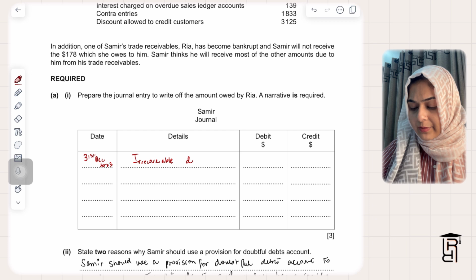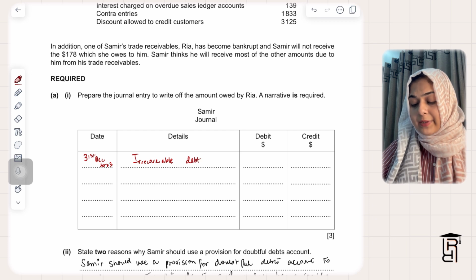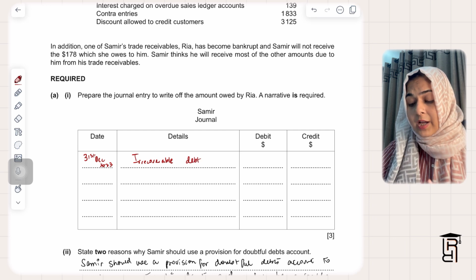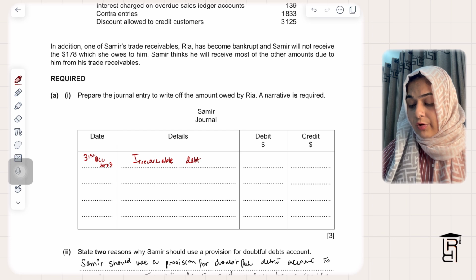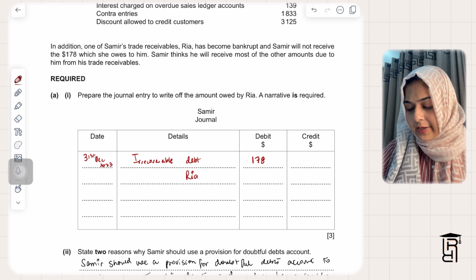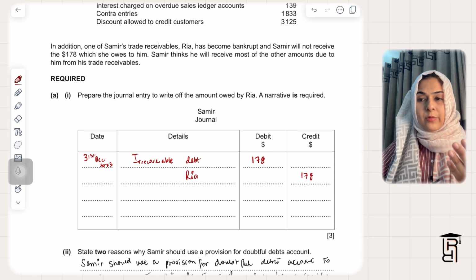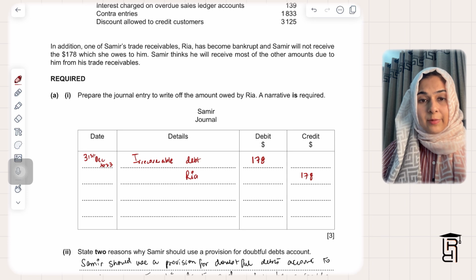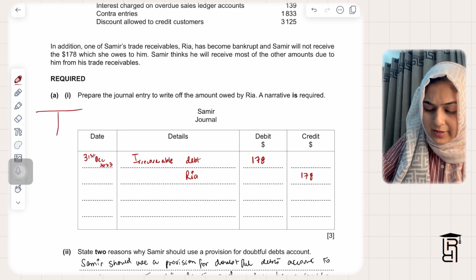So we'll write here the irrecoverable debt debit. So irrecoverable debt is an expense account. Expenses are debited. So you record here $178, and you will write Ria credit. So Ria is the person who owes us $178, and basically when she owes us, that means she has a debit balance. We have a debit balance in Ria's account, that is balance brought down $178.